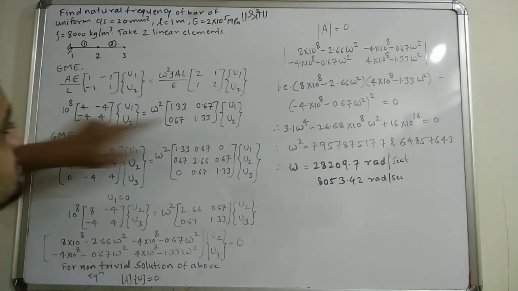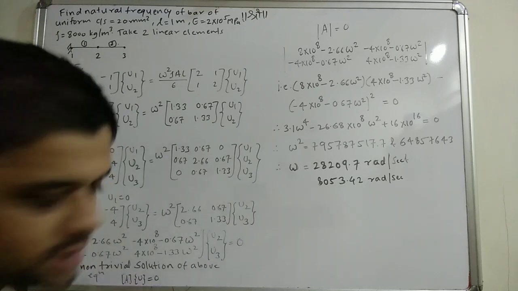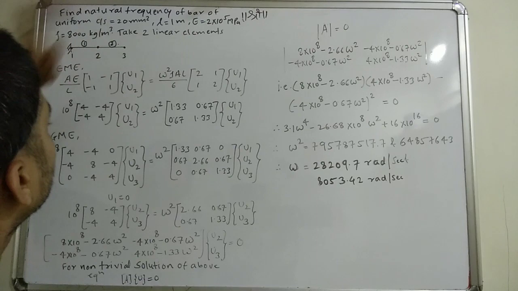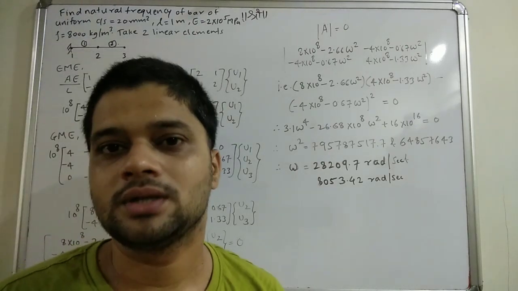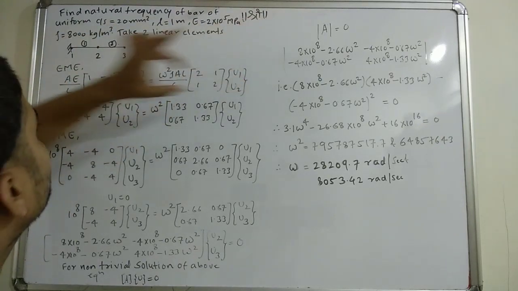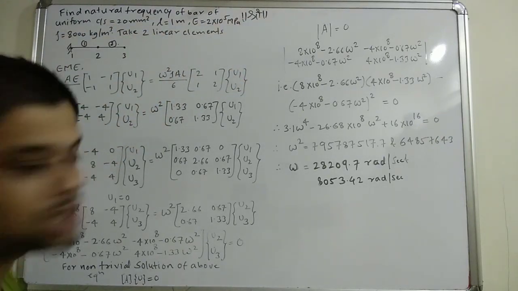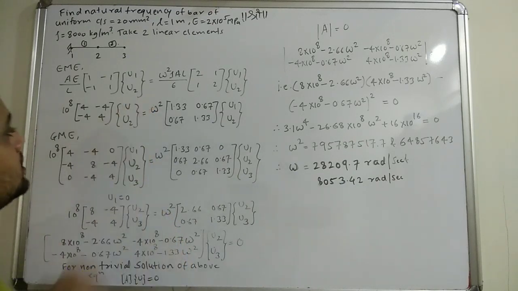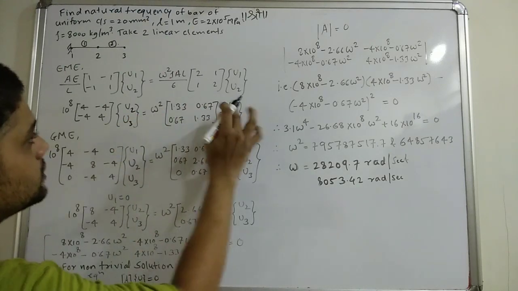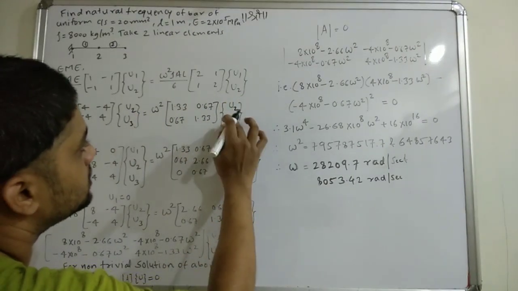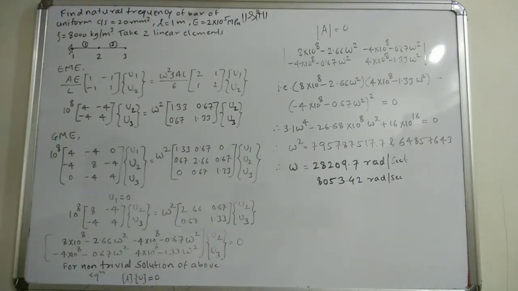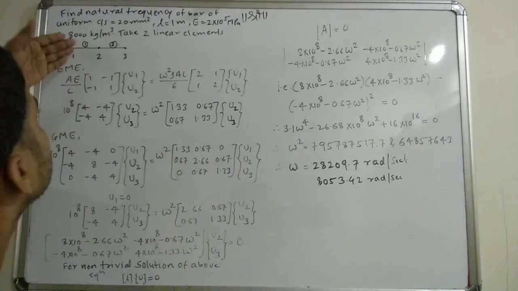Now this is what I am getting for one element. And the same value I will get for the second element, because for the second element also I will write the element matrix equation. For the second element, I will write here U2, U3. The values are gonna remain the same. So why will the values remain the same? Because there are no changes.